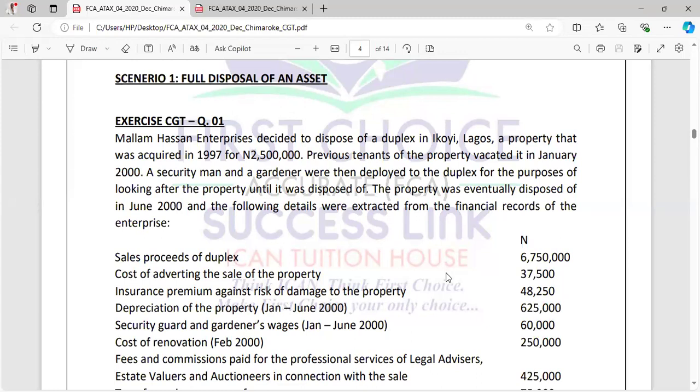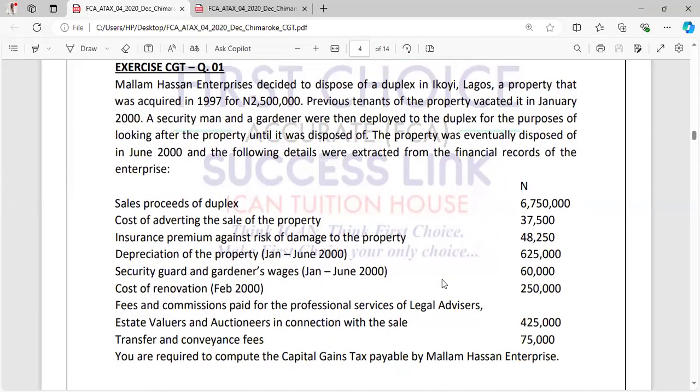Then fees and commissions paid for the professional services of legal advisors, estate valuers, and auctioneers in connection with the sale. So these are expenses incidental to sales. Then transfer and conveyance fees. These are allowable deductions.